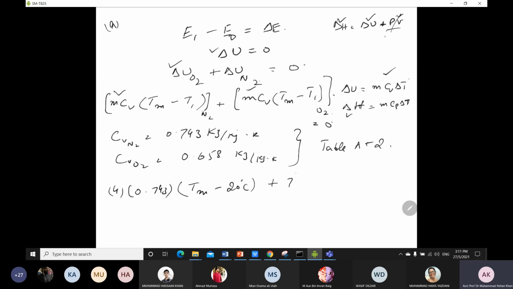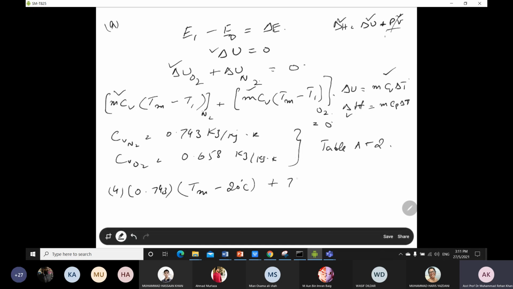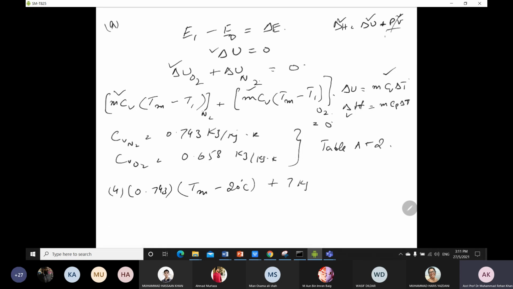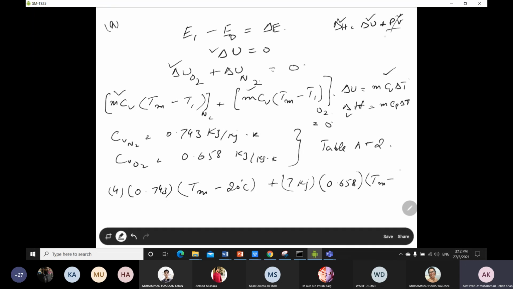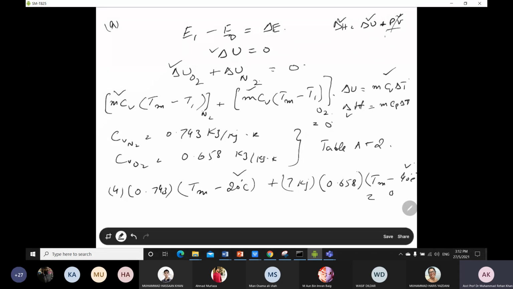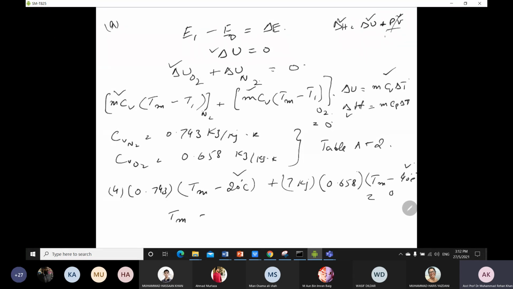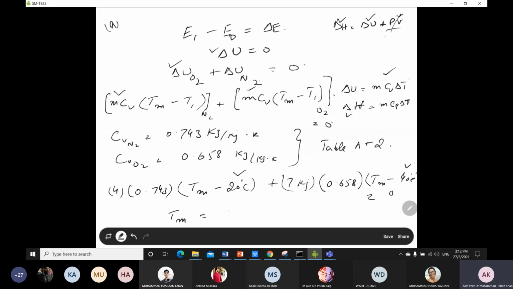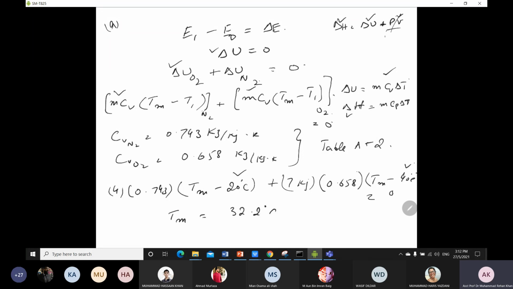Plus 7 kg. And the Cv value of O2 is 0.658. And from here you can get Tm, which is unknown to us, and the T1 value is 40 degrees Celsius, is equal to 0. Okay, either you can convert this into Kelvin also. And if you just solve this equation for Tm, you will get the value of 32.2 degrees Celsius.